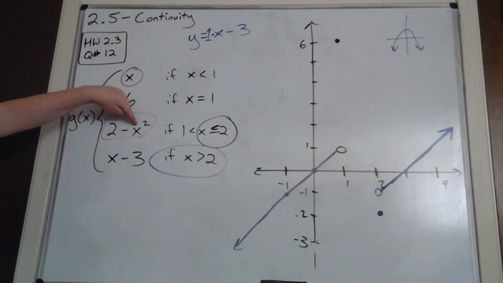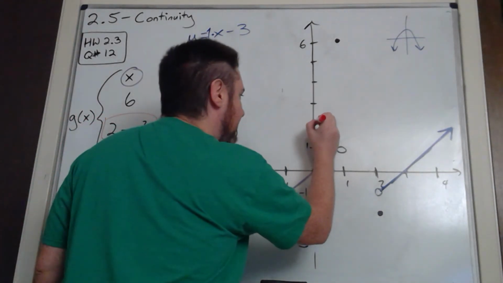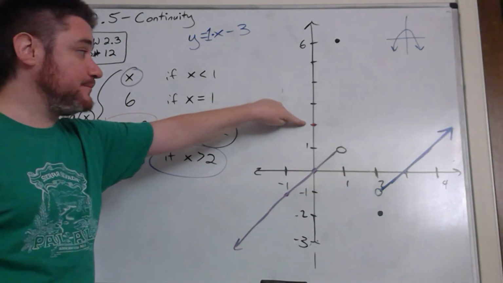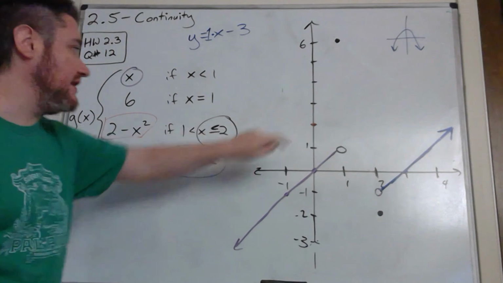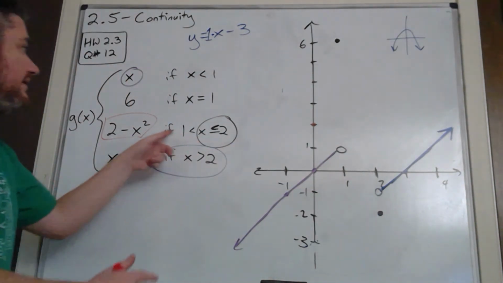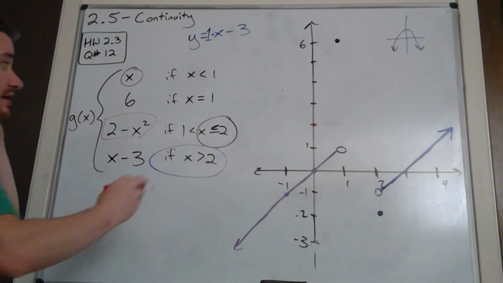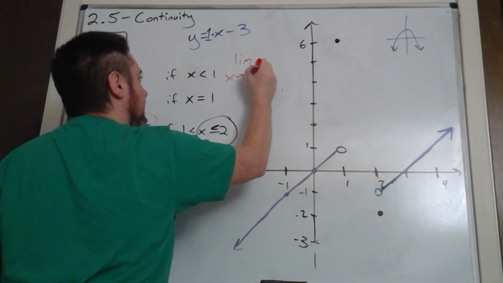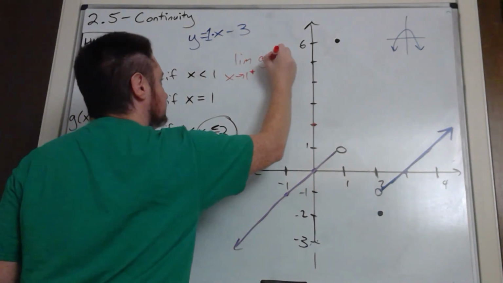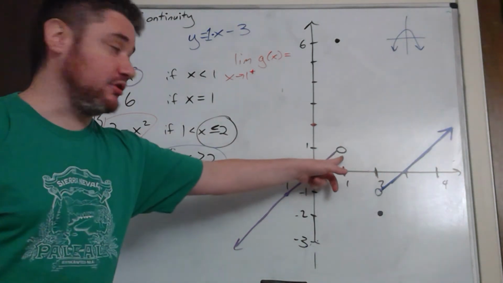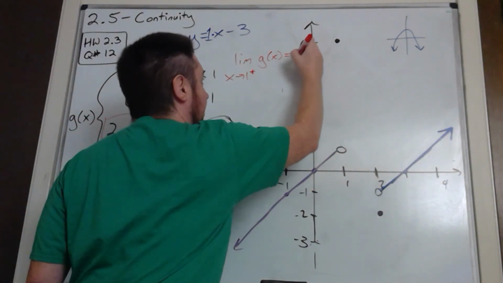If I plugged 0 into that, I would get 2, right? 2 minus 0. So if the parabola existed everywhere, its vertex would be right here. When x was 1, remember, when we calculated the limit as x approaches 1 from the right, our overall limit was 1. That's why I drew that open circle right there. As we approach from the right, the height was 1, right?